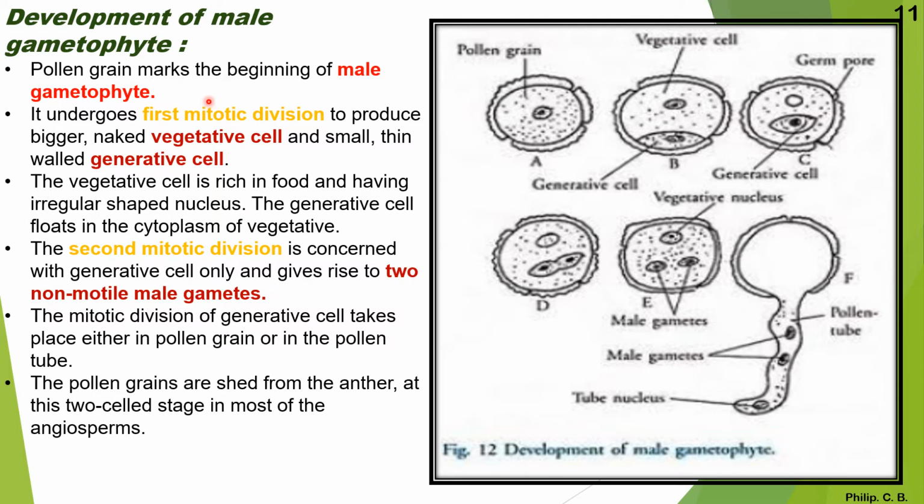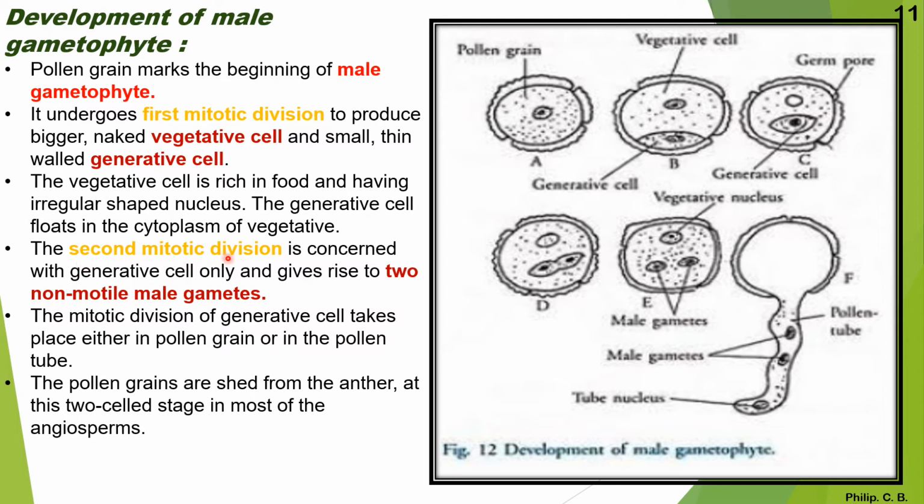So pollen grain itself means the beginning of the male gametophyte. It undergoes the first mitotic division to produce a bigger naked vegetative cell and a small thin-walled generative cell. The vegetative cell is rich in food and has an irregular-shaped nucleus. The generative cell floats in the cytoplasm of the vegetative cell, so it remains floated.